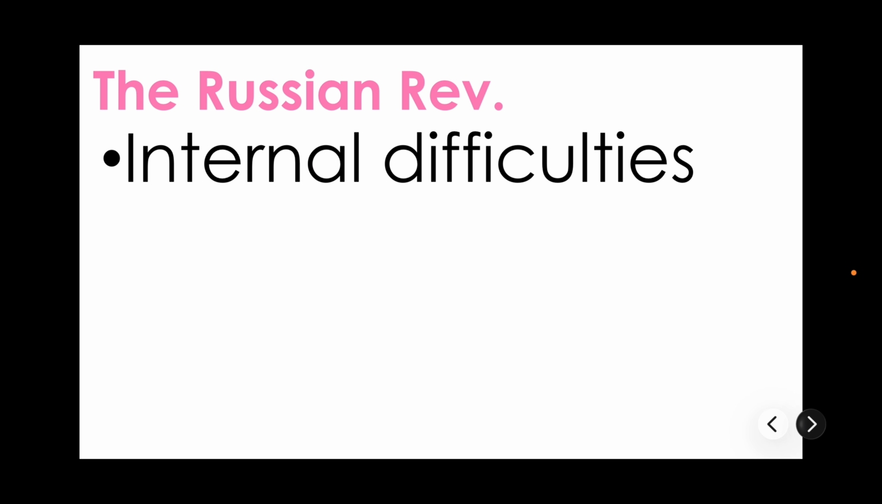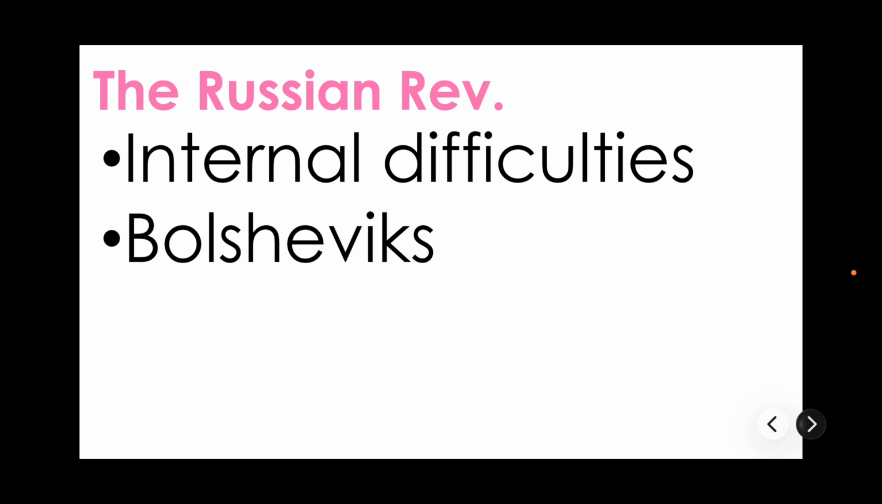Next, we have the Russian Revolution. The Russian Revolution is directly influenced by World War I because of internal difficulties. These internal difficulties are going to be the major losses that they suffered, as well as internal conflicts that they have with each other. So, for example, the Tsar had no favor for the people's problems. He was very detached. He didn't really care.